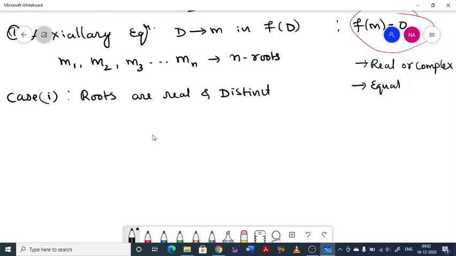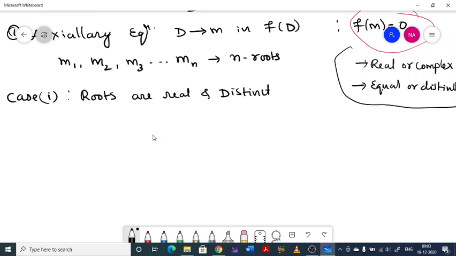Some of them may be equal or all of them may be distinct. So these are the only possibilities. Either the roots are real numbers or complex numbers. One condition. Second is, some of them may be equal, all of them may be equal, or all of them may be distinct, or some of them may be distinct. So either equality or distinct, that condition holds. So based on these, we get 3 cases here.